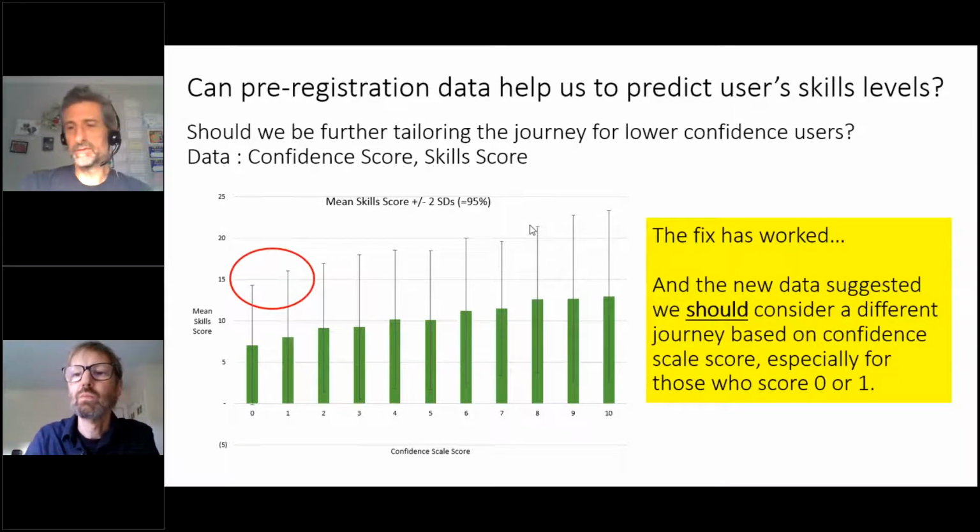So there we go. Those are 3 examples, a whistle-stop tour of some of the examples where we use data to make decisions to help improve the user journey and the user outcomes.